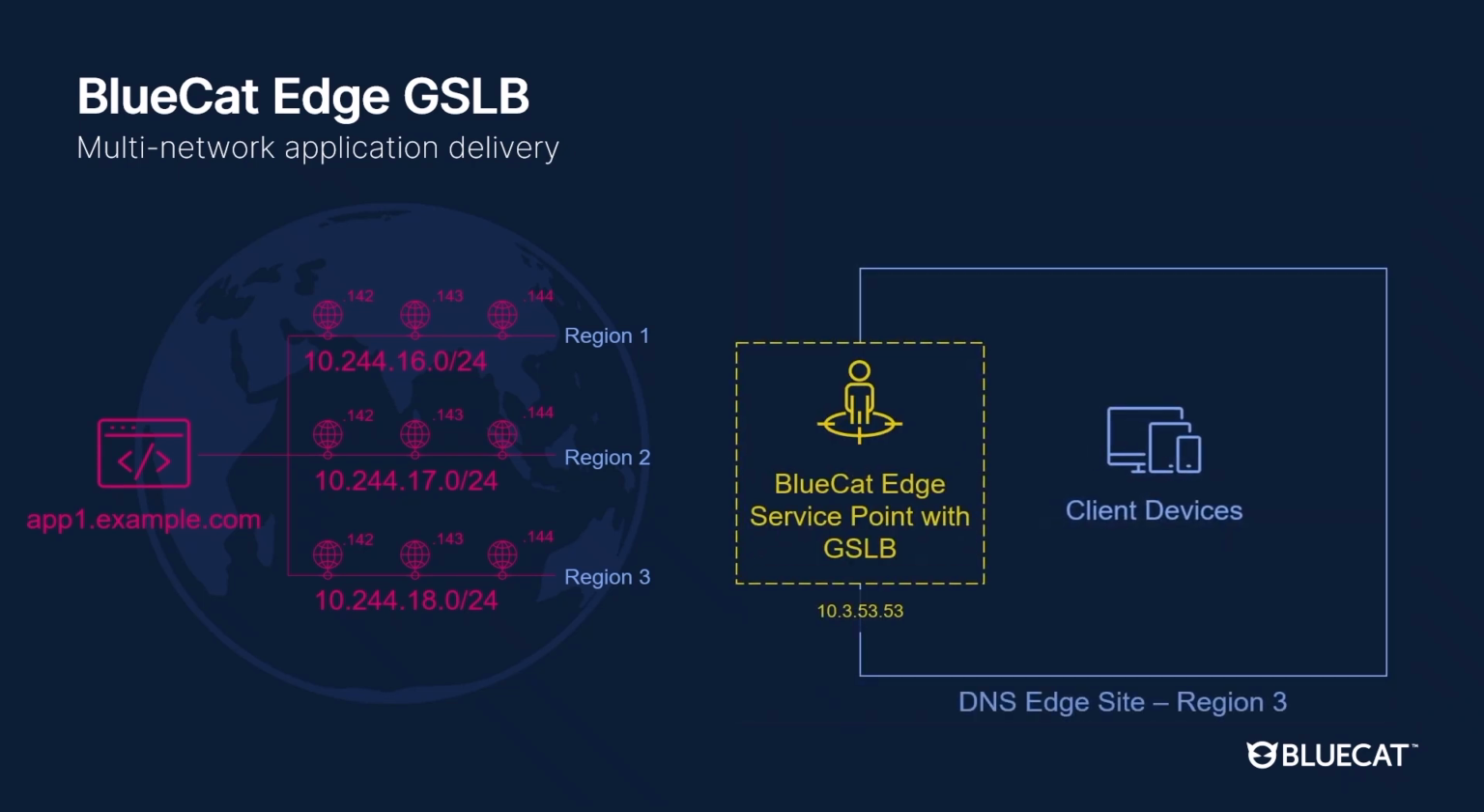Let's deploy a BlueCat Edge service point with global server load balancing capabilities to our region. In the background, we've configured a DNS Edge site and pointed our clients in region 3 to the new service point at 10.3.53.53 as the first hop resolver. Now, let's look at how we can prioritize query responses so that clients in region 3 get responses pointing them to apps hosted in region 3.